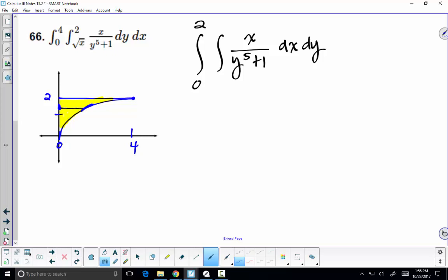So when we switch it, we get a horizontal element, and then we have functions that are bounding it on the left and the right. So that function on the left that's bounding it is x equals 0. And the one on the right that's bounding it is? Square root. Yeah, so that's y equals square root of x, so that means x is equal to y squared.